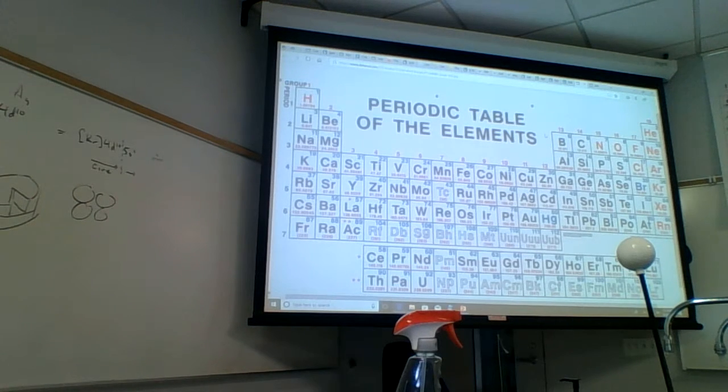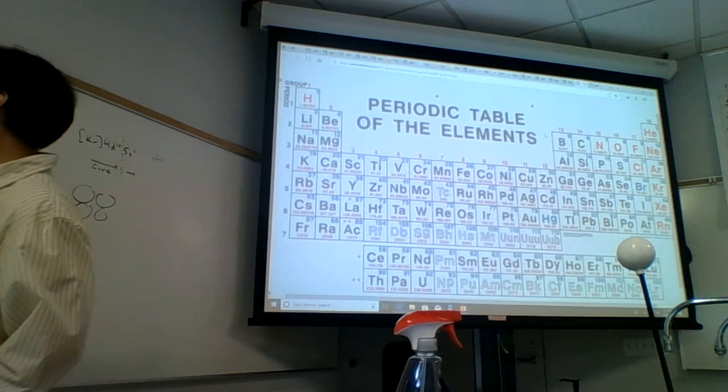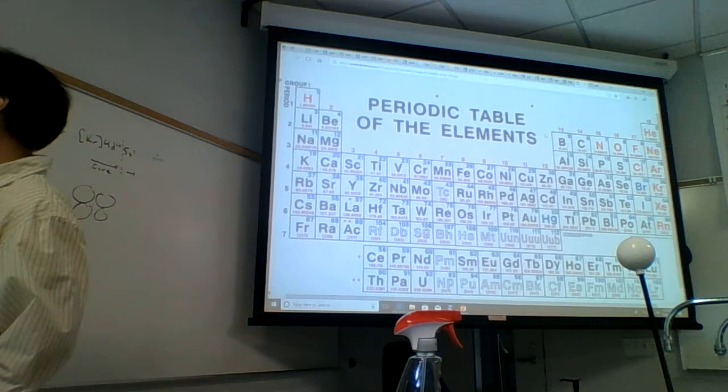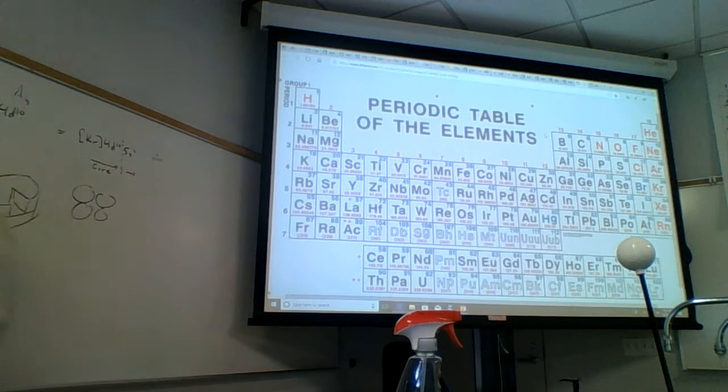And so what comes after this is going to be, well, if this is L equals 0, then L equals 1 is the P, L equals 2 is the D, L equals 3 would be the F. So I'm going to put in my 4f over here. Now, how many orbitals are in the 4f? Well, it goes S, P, D, F. S is 0, P is 1, D is 2, F is 3.